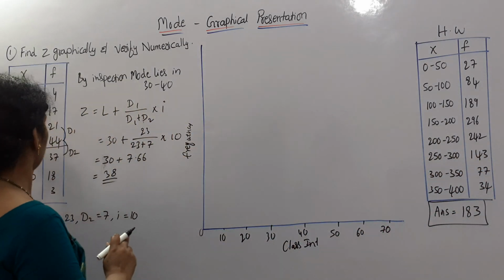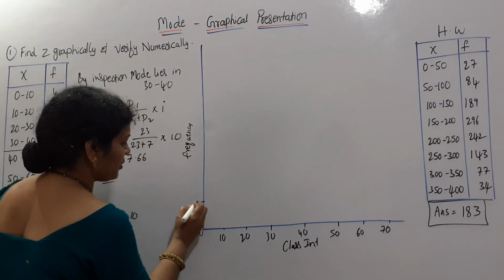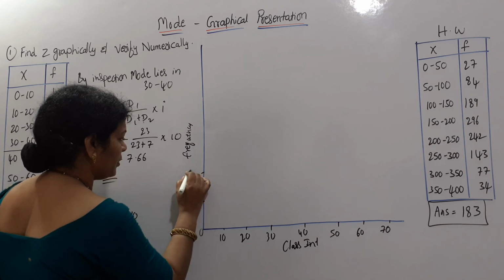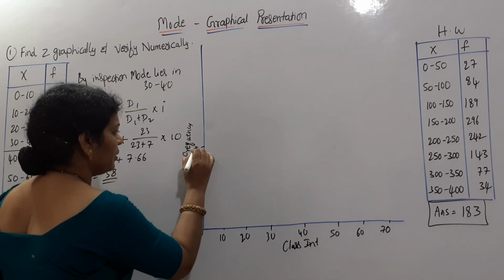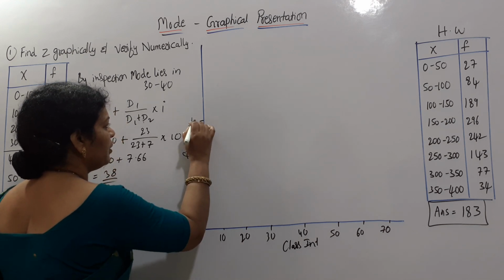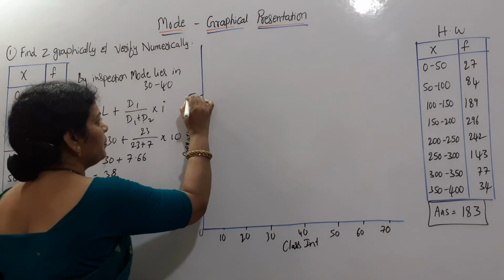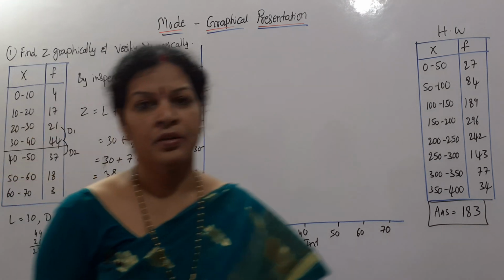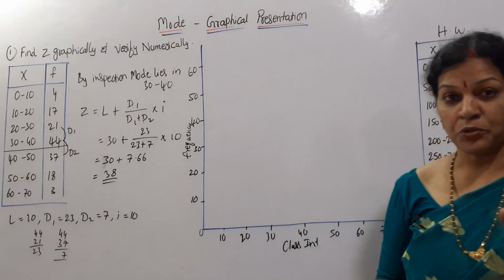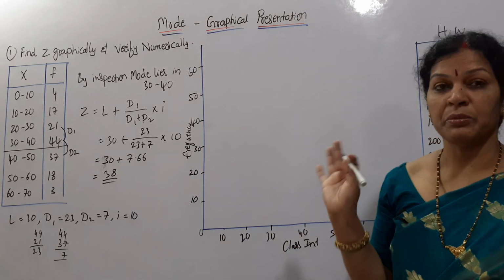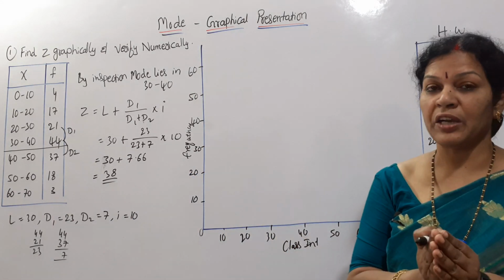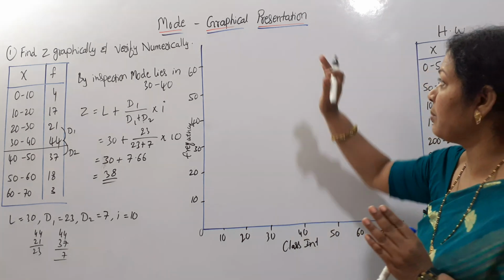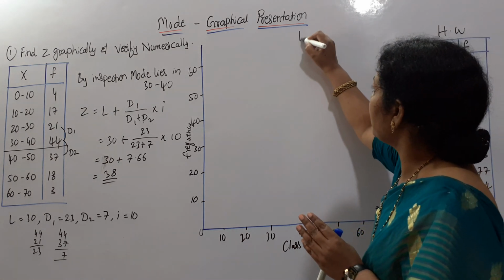Maximum number is 44, no? So I will take first 10, 20, 30, 40, 50 and 60. Enough. This is we are showing through histogram. Always remember mode through graphical presentation means that is histogram. I will write here histogram.